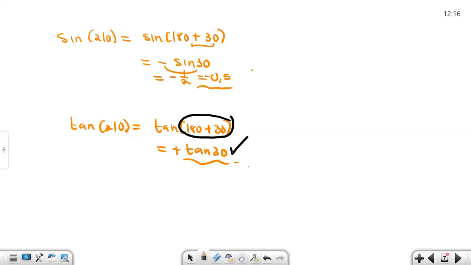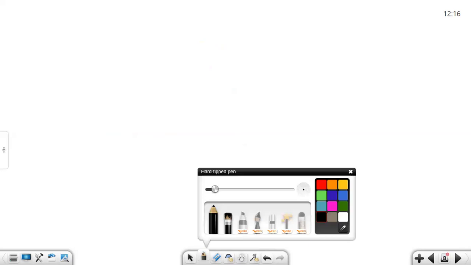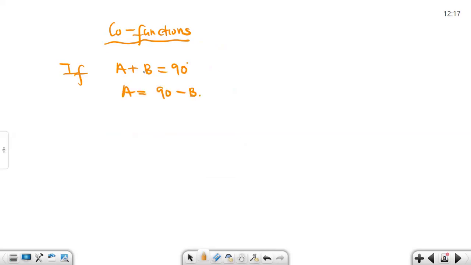All right. Last thing before I disappear. I told you this will be a short session. Let's look at co-function. When I talk about co-functions, if A plus B gives me 90, it means A will be 90 minus B. This is what I want you to see. As long as I add them and they give me 90, they are called co-functions. So it means sine A will be equals to sine 90 minus B.